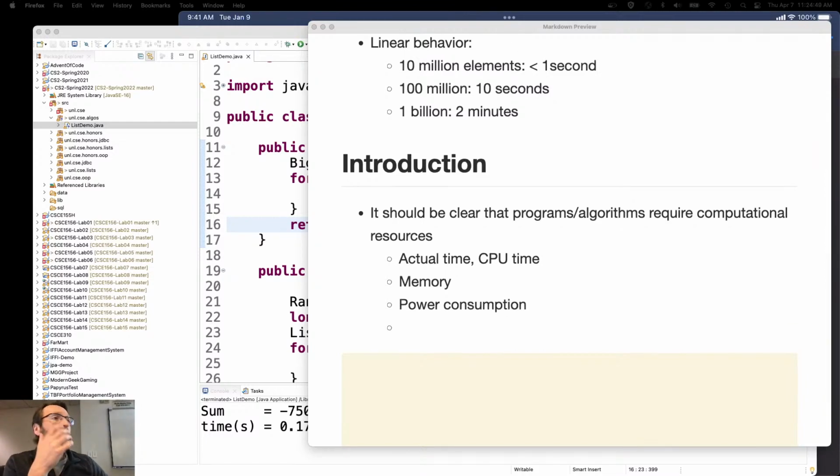How many people in here, if you need to upgrade your phone, and you've got a choice between a phone that is twice as fast, big deal, versus a phone that takes half as much power and therefore twice as much battery life. Which one are you going to go for? Probably the battery life, because that's more important for that particular device.